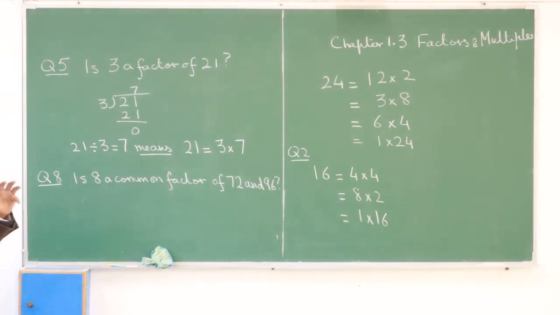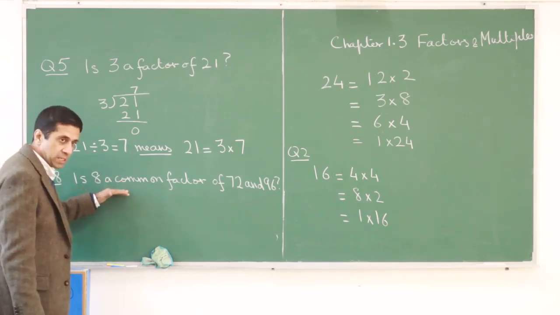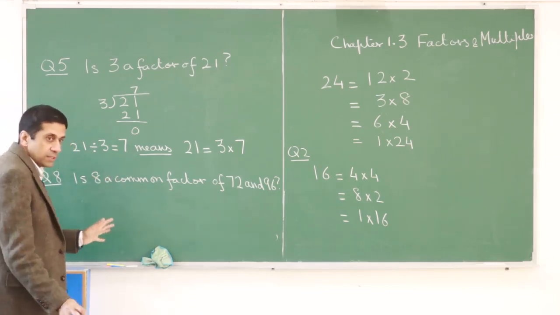You first have to check whether 8 is a factor of 72, and then whether 8 is a factor of 96. If both are true, then it is a common factor. But if it is a factor of 72 and not a factor of 96, then it would be false, right? Because here also the answer is either going to be yes or no. That's the only answer that we can give.